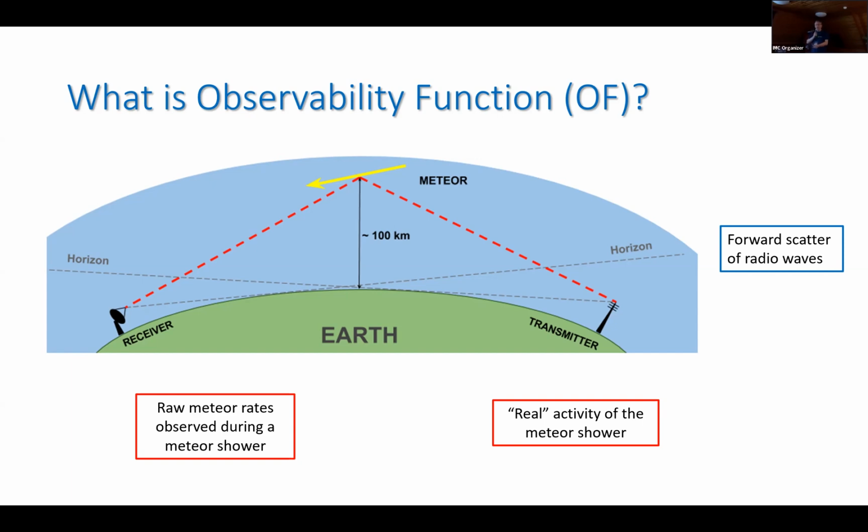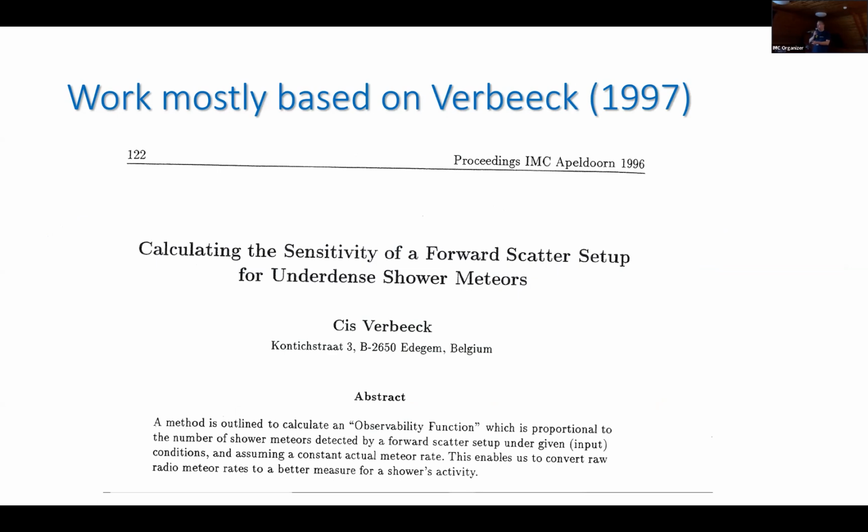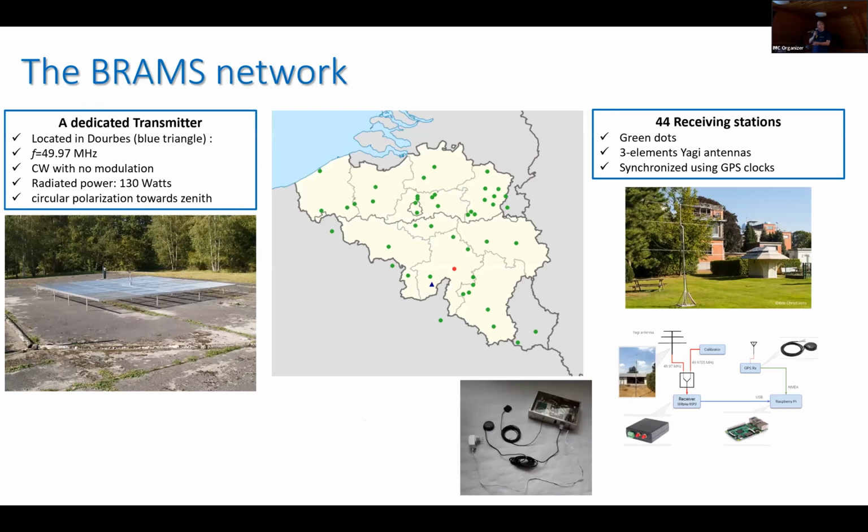But the raw meteor rates that we observe, for example during a meteor shower, are not exactly the real activity of the meteor shower, because I will show you it depends on a number of parameters. So we would like to find somehow the real activity, or something closer to it. And one way to do this is to use this observability function. As I said, this is mostly based on the work of SIS, published in 1997.